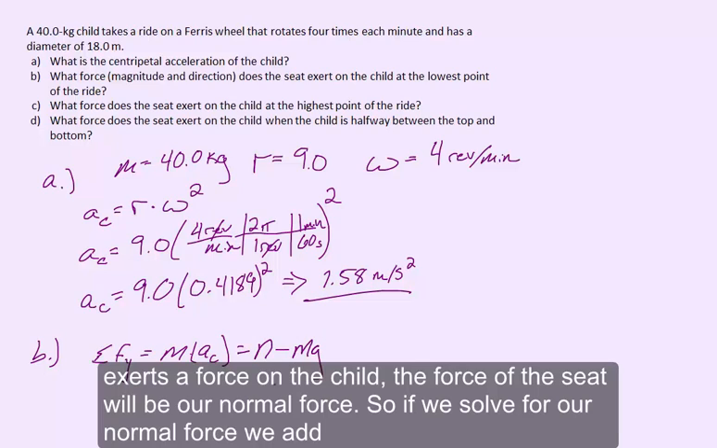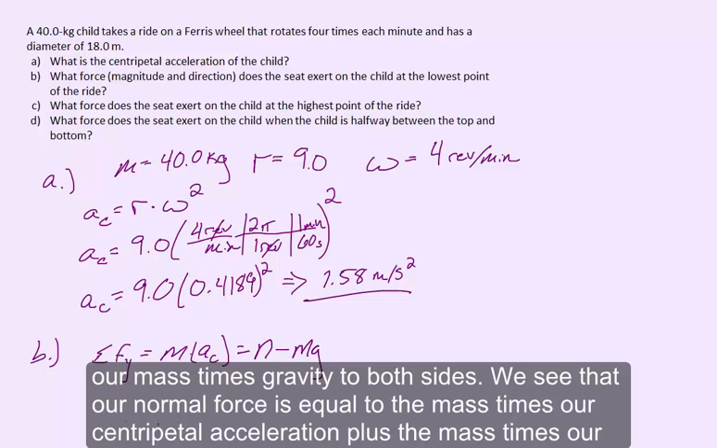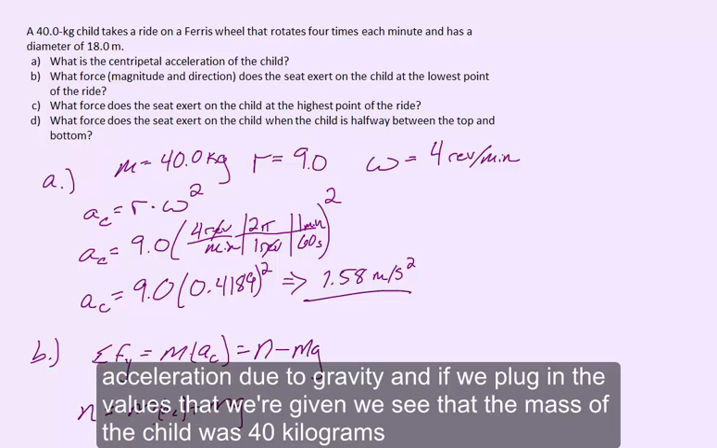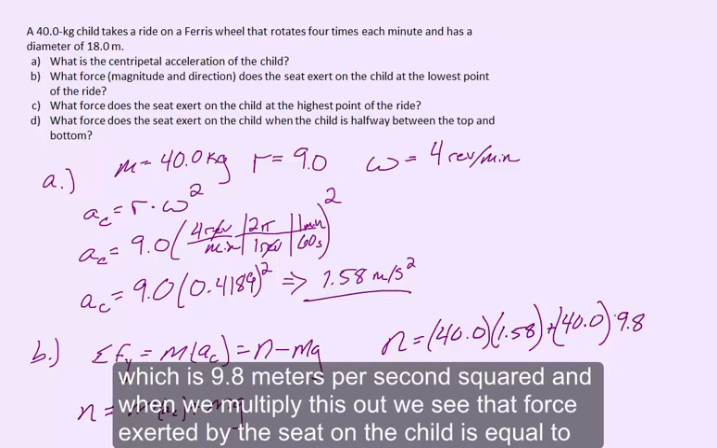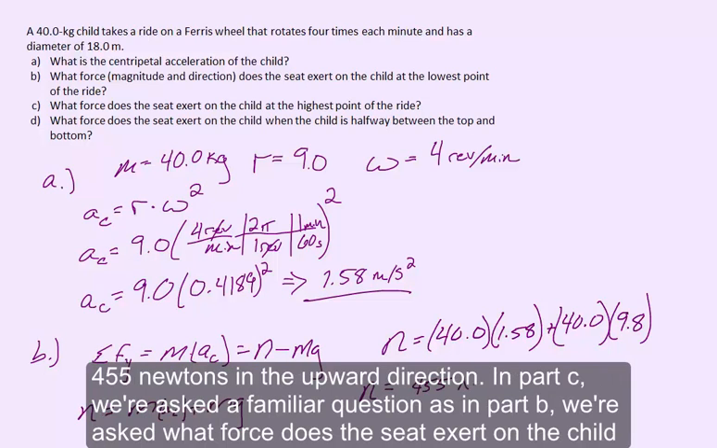So if we solve for our normal force, if we add our mass times gravity to both sides, you see that our normal force is equal to the mass times our centripetal acceleration plus the mass times our acceleration due to gravity. And if we plug in the values that were given, the mass of the child was 40 kilograms, the centripetal acceleration of the child was 1.58 meters per second squared, plus the mass of the child times acceleration due to gravity, which is 9.8 meters per second squared. And when we multiply this out, we see that the force exerted by the seat on the child is equal to 455 newtons in the upward direction.